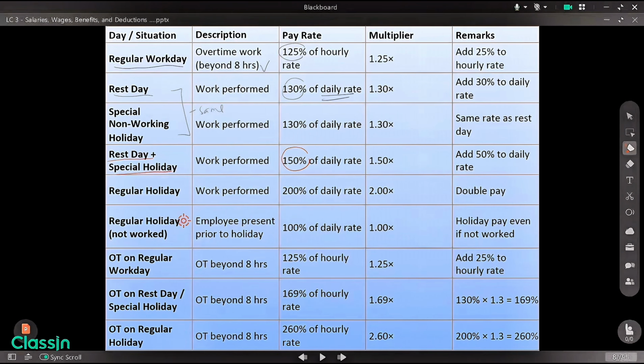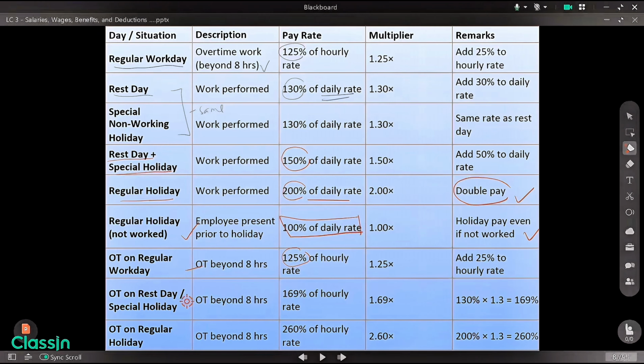And if you work on the regular holiday, your daily rate will be 200%. Have you heard the word double pay? Yes, that's what we call double pay. But if you do not work during the regular holiday, but the employee was present prior to the holiday, it will be 100% of the daily rate as holiday pay even if not worked. But if you've done your overtime on a regular workday, beyond 8 hours, again you will have 125% of the hourly rate.